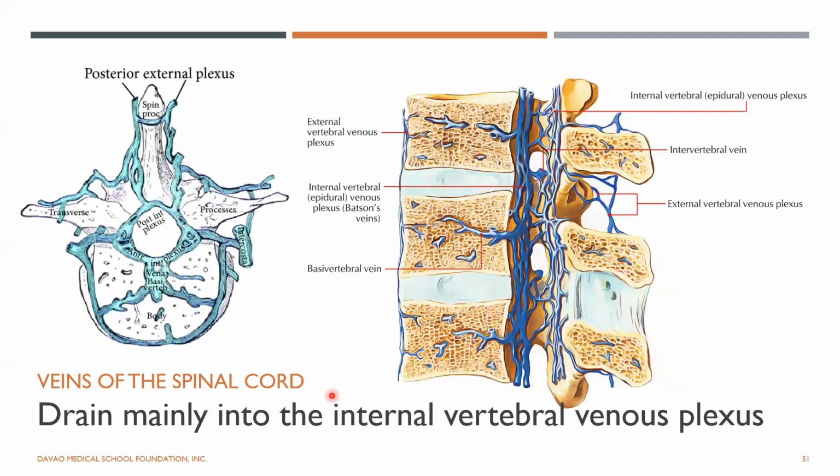And then lastly, the veins of the spinal cord drain mainly into the internal vertebral venous plexus. So you see here the different veins that drain your spinal cord: spinal cord, vertebral body, spinous process, and the internal vertebral venous plexuses, or Batson's veins here. So they drain eventually into the internal vertebral venous plexus.